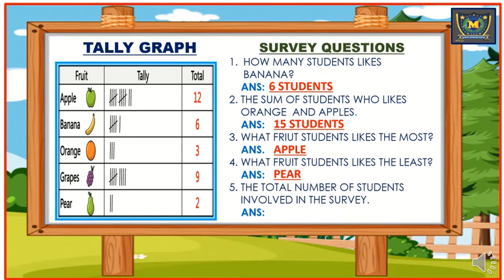And for the last survey question, we have the total number of students involved in the survey. So in here, when you see the total number, all you have to do is count all the students involved. So, 12 plus 6, 18 plus 3, 21 plus 9, 30 plus 2 is 32 students. So that's how it is. Again, this is what we call a tally chart.